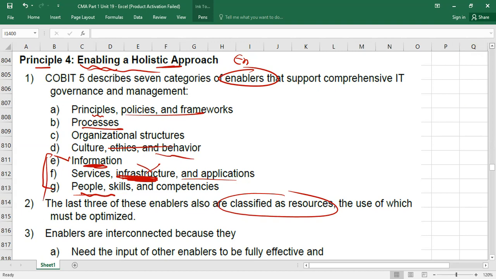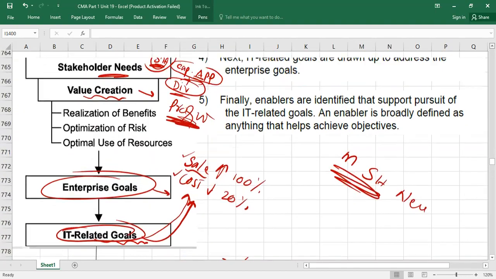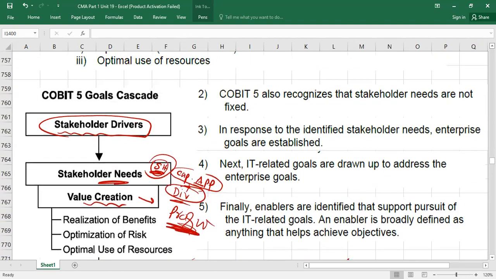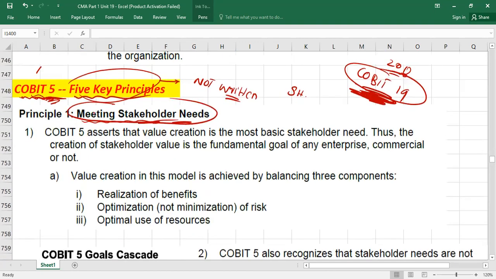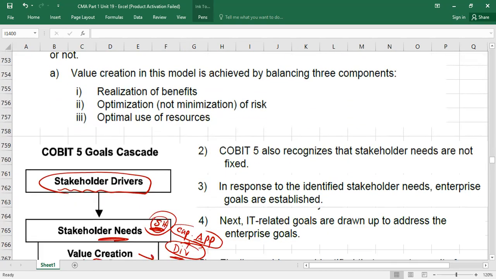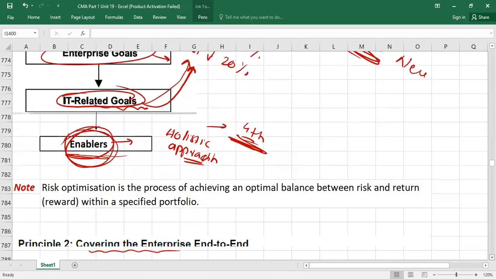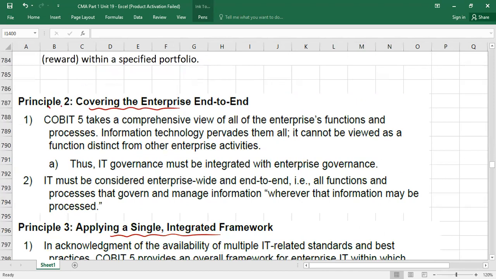Now, guys, I hope it is clear. Now I'm explaining. So there are a total of 5 principles. What was principle number 1 of Cobit 5? It was meeting the stakeholder needs. This we discussed in detail. The second principle is what? Second, I told you, applying a holistic approach, which are called enablers. Okay, now I'm going to explain the third principle overall, but it's written as principle number 2, covering the enterprise end to end.